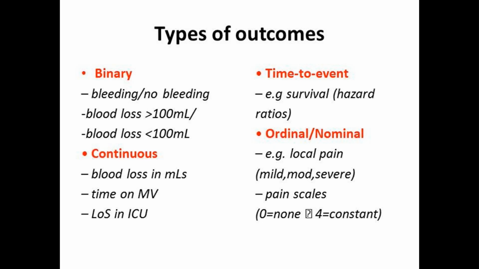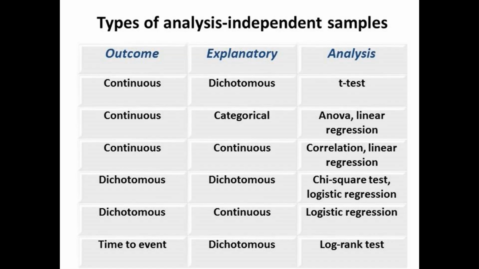The example could be the blood loss expressed in milliliters, the time of mechanical ventilation, the length of stay in the ICU, or the time to event, the survival, with the hazard ratios that can give us the answer to our question, or ordinal or nominal, for instance, the local pain. We do have a mild, a moderate or severe pain, or we can quantify this kind of variable in terms of pain scale, and this scale is often a semi-quantitative scale.